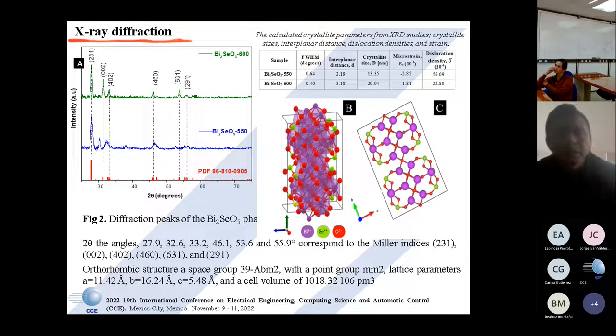In the insert B, we can see the bismuth selenium pentoxide orthorhombic structure, and in the insert C we can see the crystallographic plane 231.